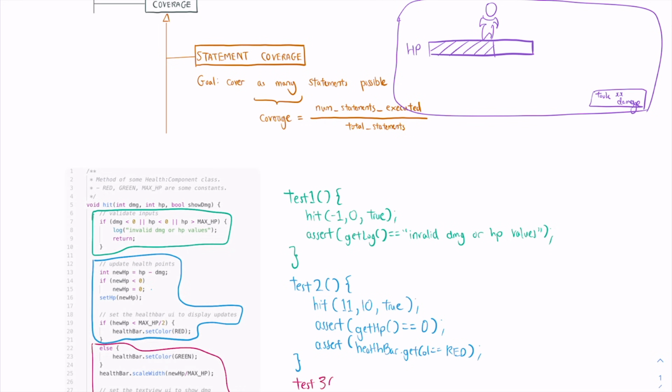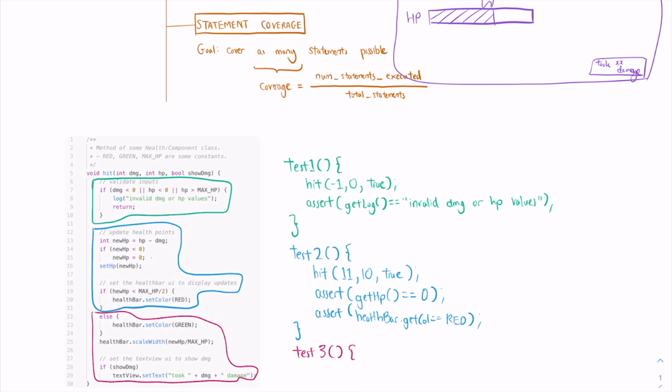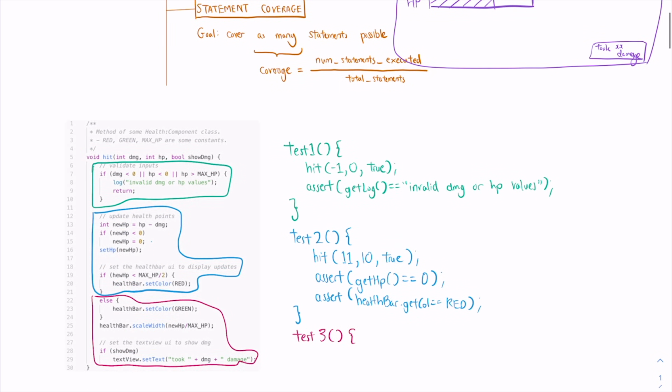We'll name this as test 3. Again, in a real test suite, let's name all of these in a more meaningful manner, but here it's just for example's sake. Okay, so for test 3, similarly, we would use inputs that allow us to definitely go through that set of statements. For example, we have DMG is 1, and the HP, let's set it to the max HP.